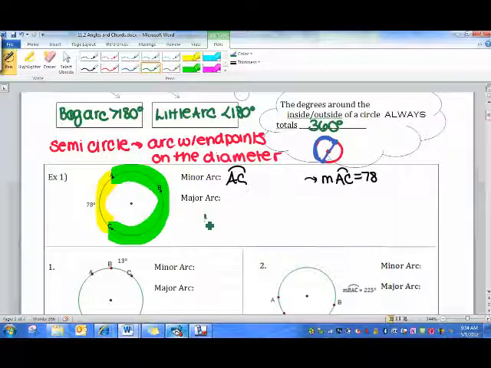And we know that the measure of major arc ABC is equal to the total number, which is 360 degrees in a circle, minus the 78 degrees that I said AC was. And then for the measure of major arc ABC, we have 282 degrees. I can check that these are right because 78 plus 282 will give me the total 360 that I need.